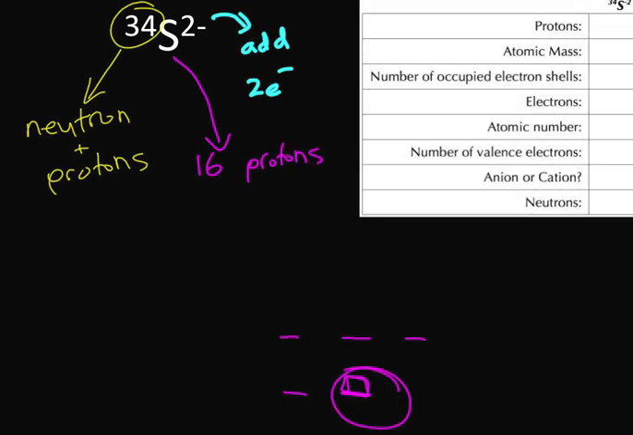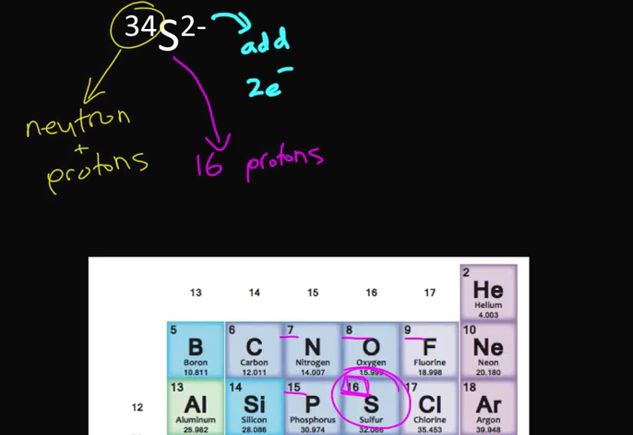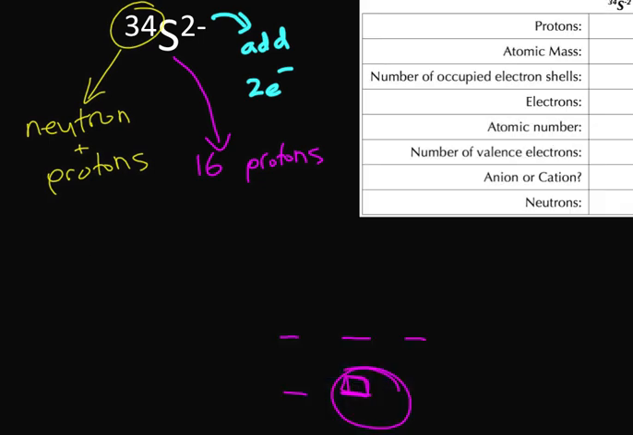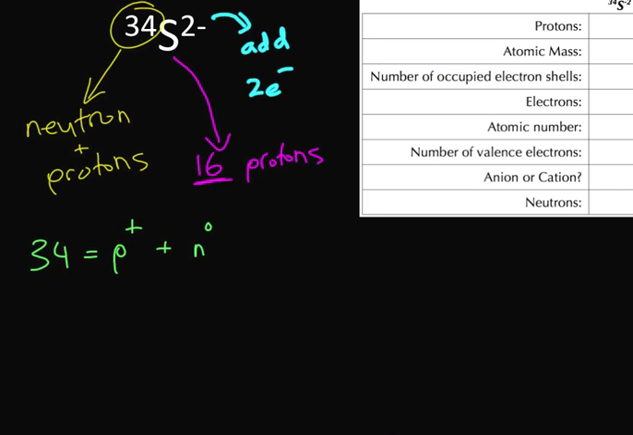So we know that we have 34 protons and neutrons. And because we have 16 protons, we must have 18 neutrons, because 16 plus 18 gives us the 34.